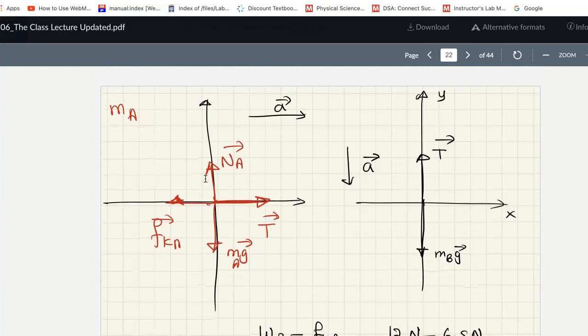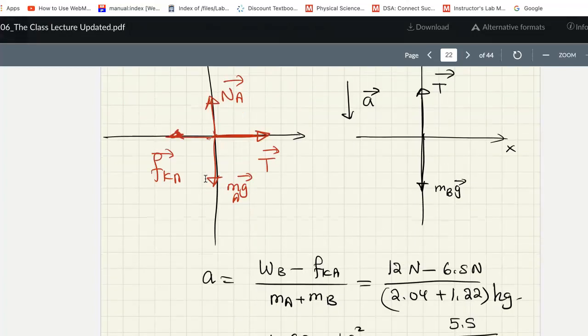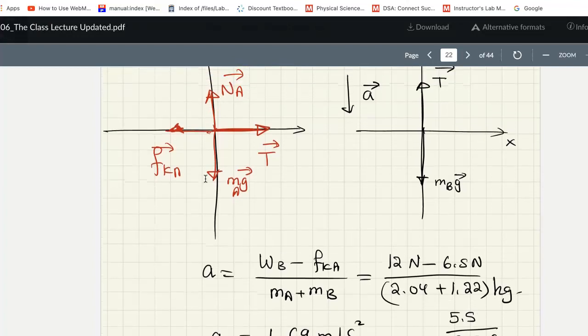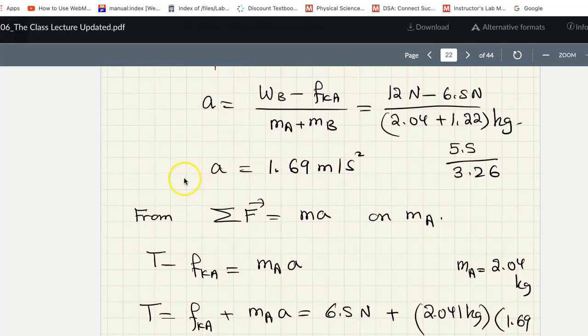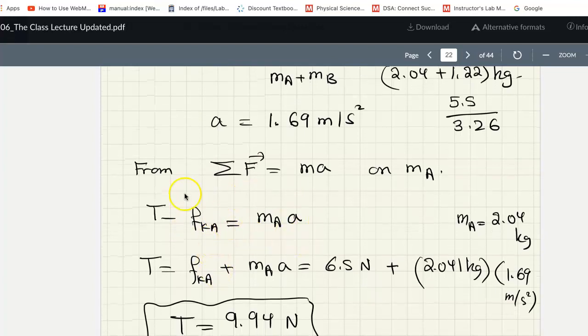This is the second part where we are going to assume again that there is friction, and we can calculate, of course, here I skipped some of the steps. It's a Newton's second law problem where the weight of B minus F_k, divided by m_A plus m_B, should equal the acceleration. Then I have calculated the new acceleration, and from that I can again go to the equation for mass A and calculate the tension, which was calculated as 9.94 newtons.